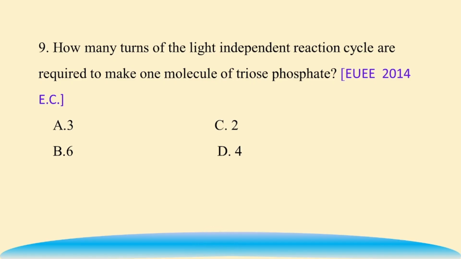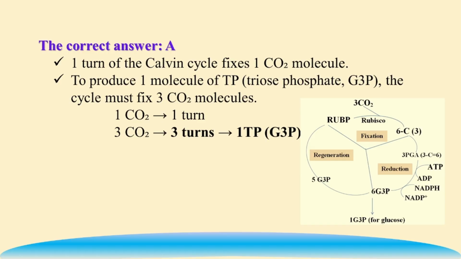The correct answer is A. Each turn of the Calvin cycle fixes one molecule of carbon dioxide. To produce one molecule of triose phosphate, 3 carbon dioxide molecules must be fixed. Therefore, 3 turns of the Calvin cycle are required.